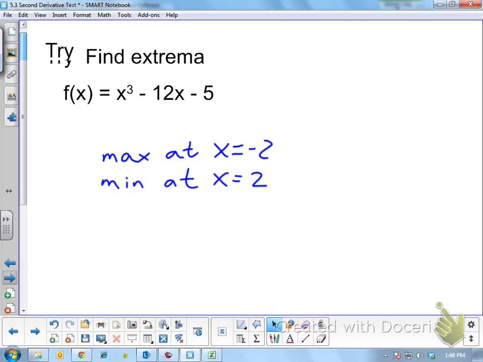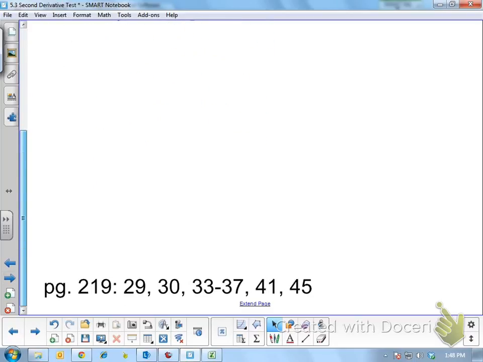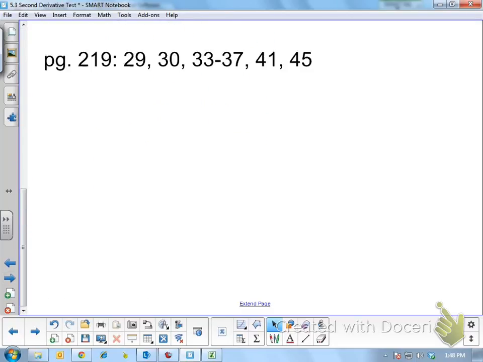So for the homework, there we go. And then I have one free response question I would like you to do. And you can actually do all 4 parts of this free response question.